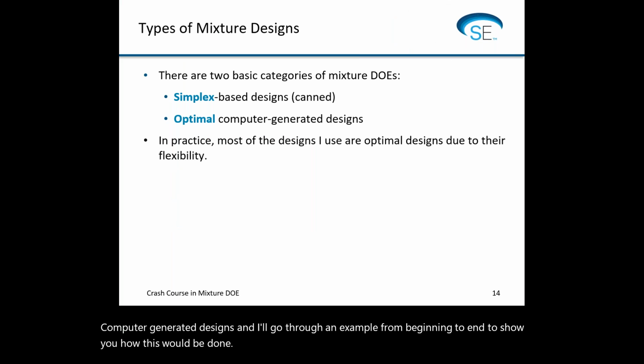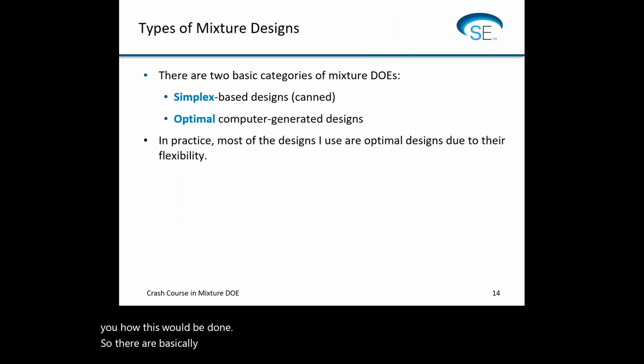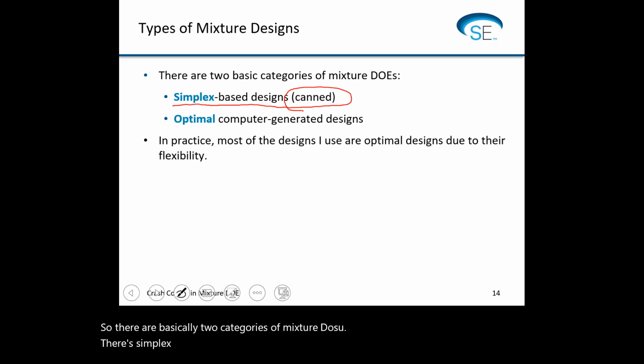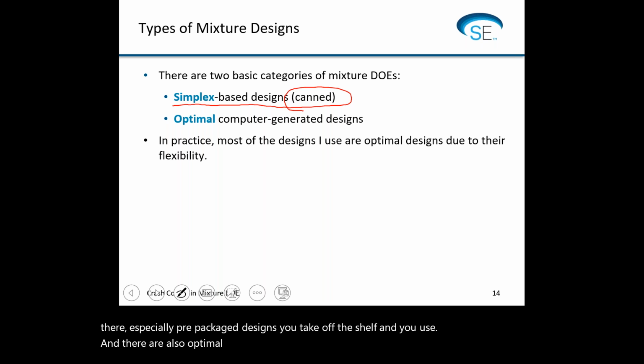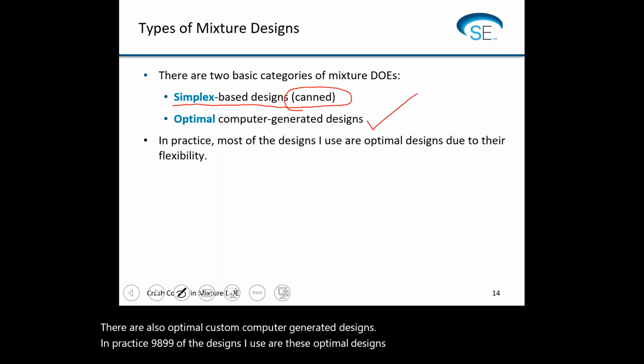So there are basically 2 categories of mixture DOEs. There are simplex-based designs, which we also call canned designs, because they're essentially prepackaged designs you take off the shelf and use. There are also optimal custom computer-generated designs. In practice, 98, 99% of the designs I use are these optimal designs due to their flexibility.